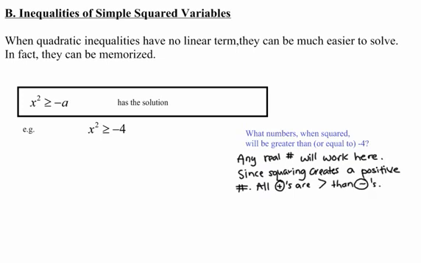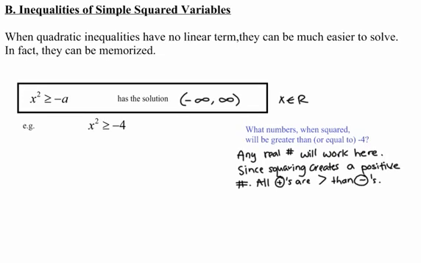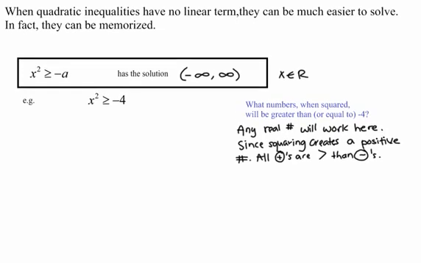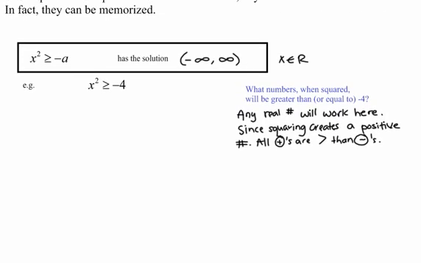So in this case, our solution is all real numbers. So negative infinity to infinity, or you also know that as x is an element of the real numbers. No matter when we square a number, it's always going to be greater than a negative. So let's look at the other side.